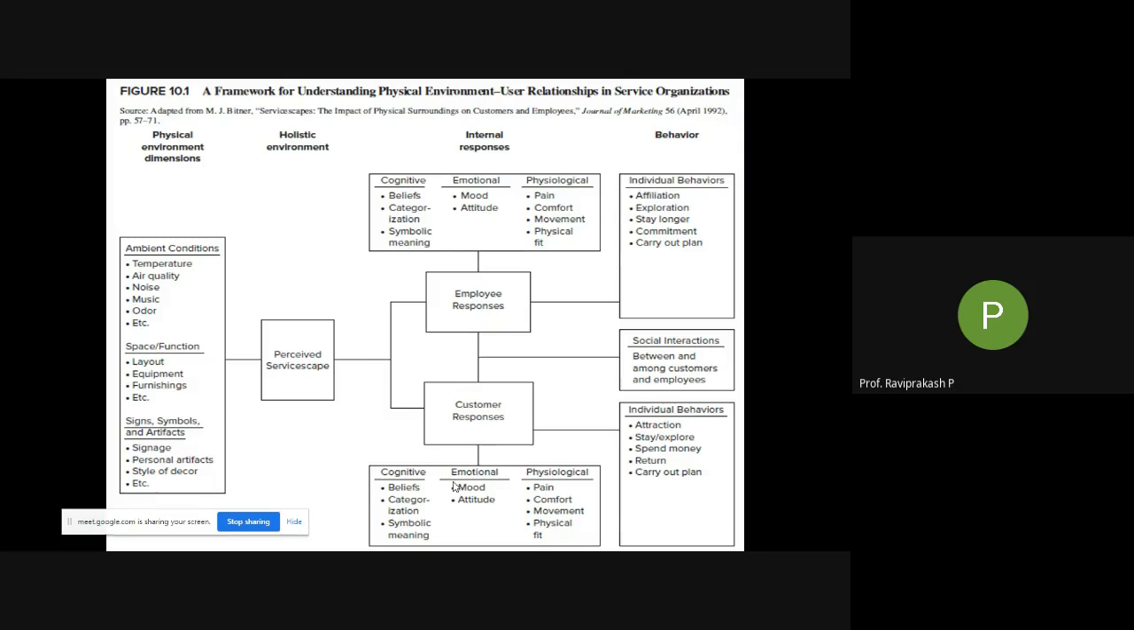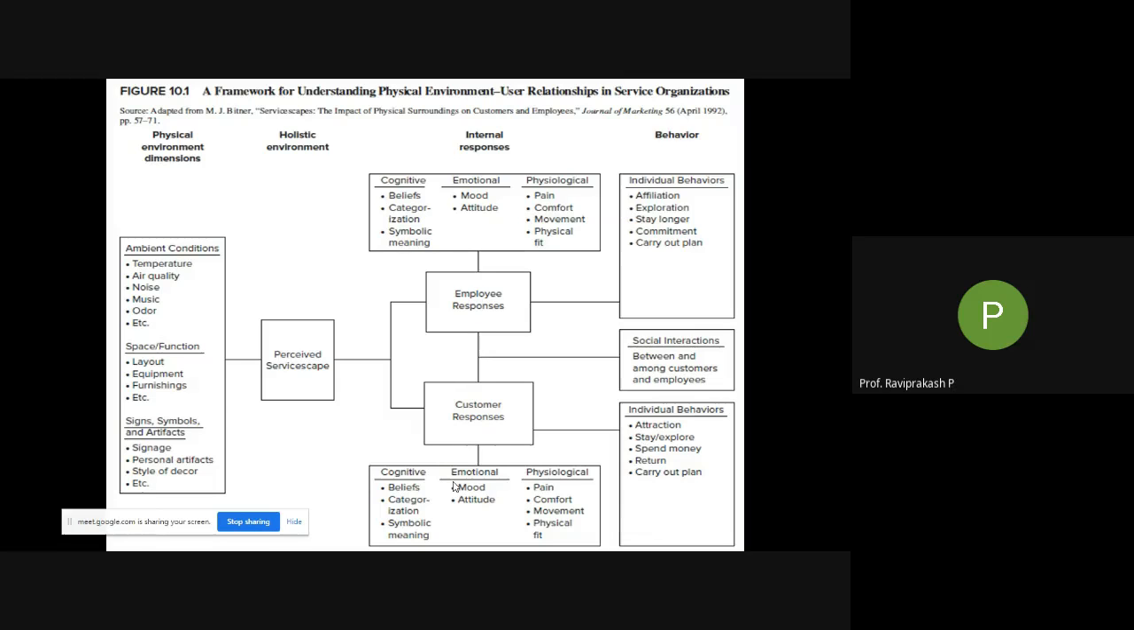Okay. We are about to end actually. The last thing which I had left is the social interactions, which is between the customers and other customers and the customers and employees. So these are the only things which were left, and all others we have covered. So we are having behaviors, what kind of behavior you are having, individual behavior from the employee side and the customer side. Then we are having internal responses, that is cognitive, emotional, and physiological, for both employees as well as customers.